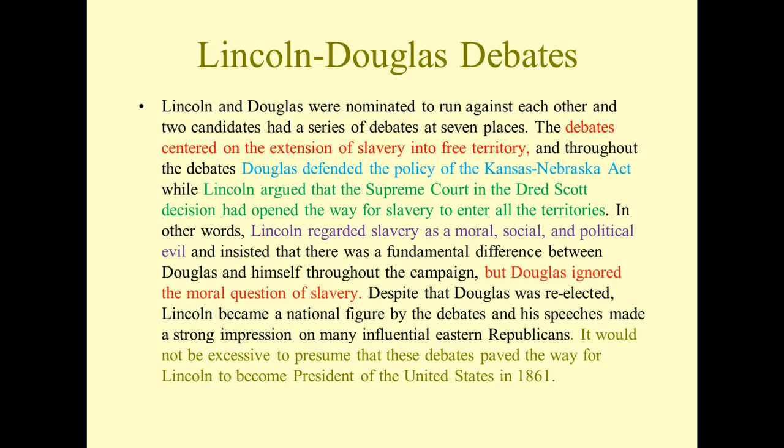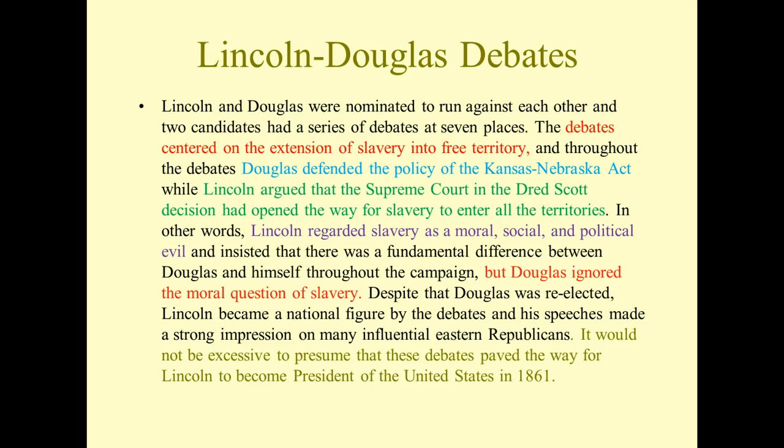Okay. And we're going to talk a little bit about the Lincoln-Douglas debates. Again, this is between Abraham Lincoln and Stephen Douglas. Stephen Douglas, we mentioned before during a couple of other slides. He is the senator from Illinois, and he's a pro-slavery guy. And again, these debates centered on the extension of slavery into the free territories. Throughout the debates, they talked about the Kansas-Nebraska Act. They talked about slavery. Douglas defended the policy of Kansas-Nebraska because, remember, he introduced this whole idea of popular sovereignty.